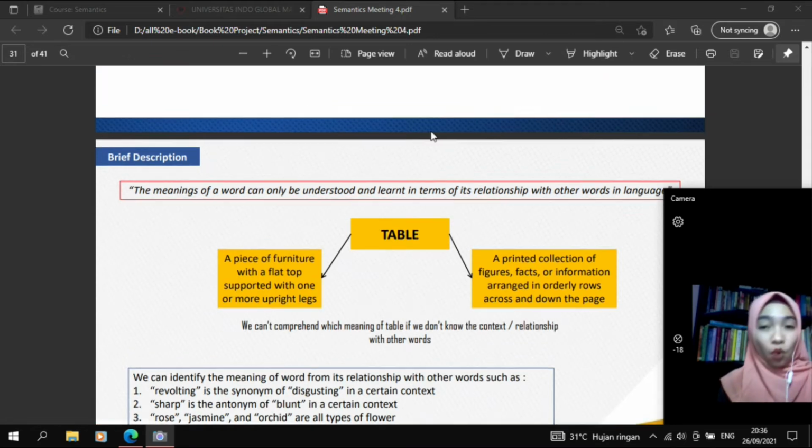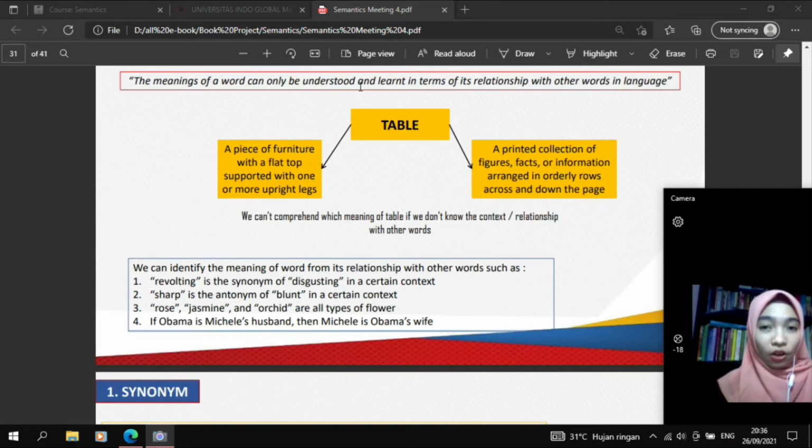And that's why it is said that the meaning of a word can only be understood and learned in terms of its relationship with other words in a language. If I say Ace department store, if I say market, if I say 16 market, you will think, oh, this is furniture. Ms. Badria is talking about furniture for a table. But if I say, okay, on your Microsoft Word, you have to put the table, of course, the table that I mean is not furniture, right?